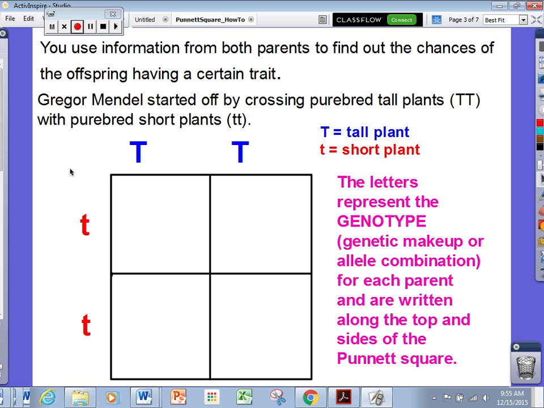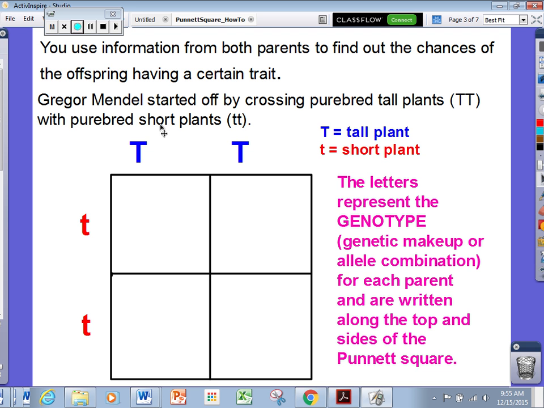Gregor Mendel started off by crossing purebred tall plants, and purebred just means 2 of the same allele, so purebred tall is going to be 2 uppercase T's. Tall is the dominant trait. The dominant trait is always represented by the uppercase letter. And he crossed that with purebred short plants. Again, purebred means 2 of the same letters. Short is the recessive trait, so it's 2 lowercase t's.